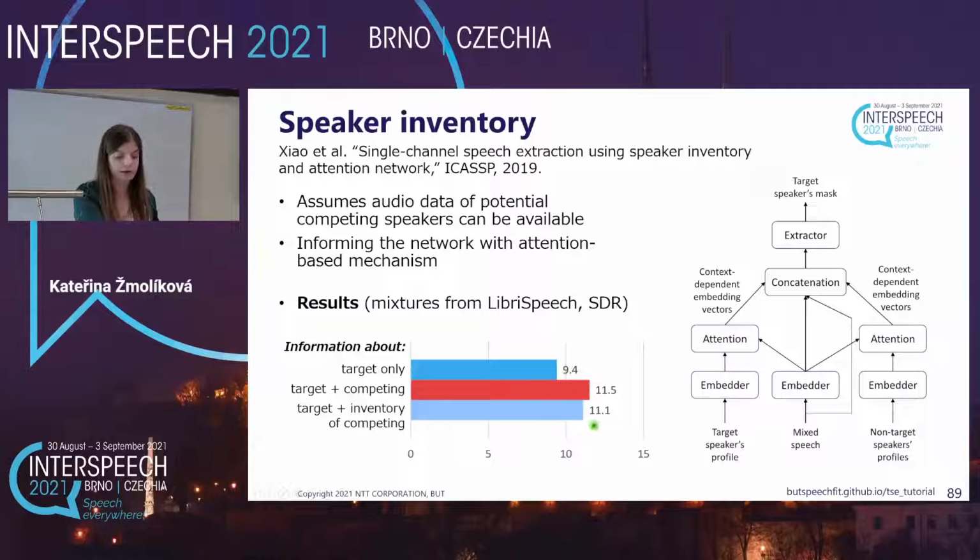And the third result shows the result if we do not know who exactly is the competing speaker, but we have some inventory of possible competing speakers. In this case, the result is slightly worse, but still significantly better than not having any information about the competing speaker.